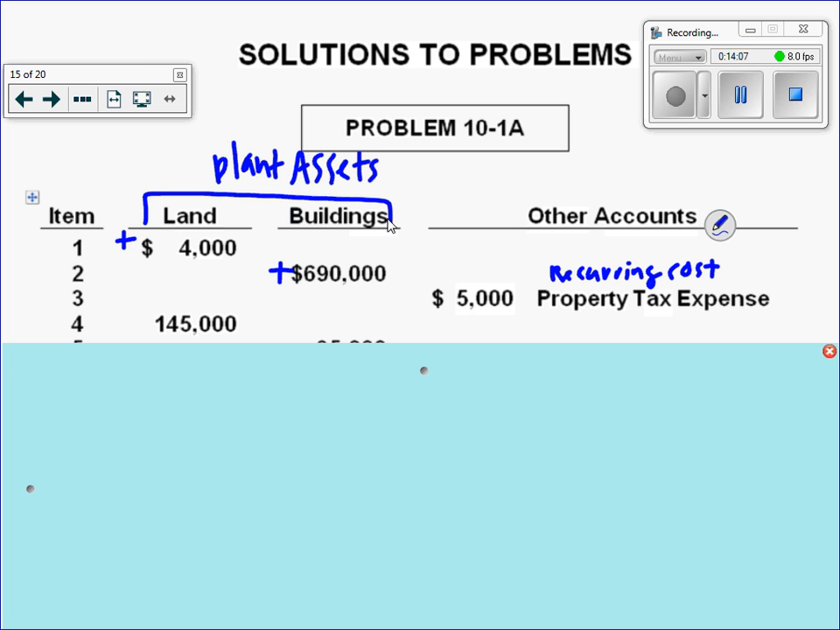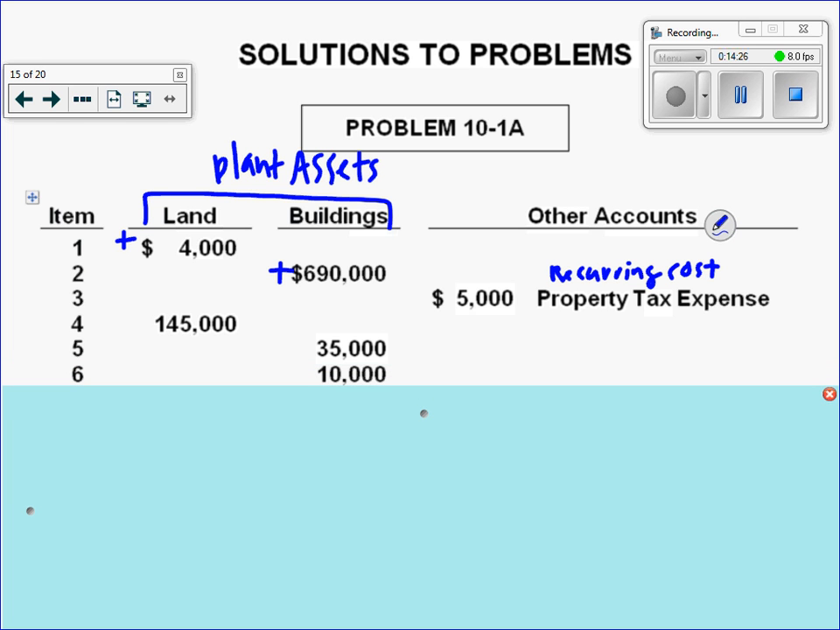Number 5, excavation costs for a new building. So I'm going to dig in the land and dig a basement for my building. That's a building. 6, architect fees on building plans. Some of them are very easy in the descriptor it tells you. Let's take a peek at the next one. Accrued real estate taxes paid at the time of purchasing the real estate.